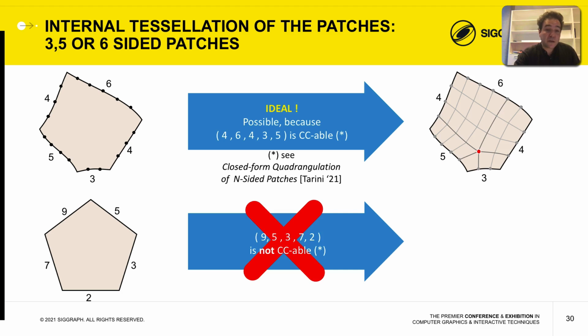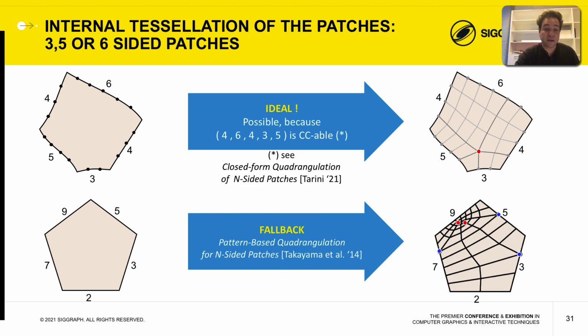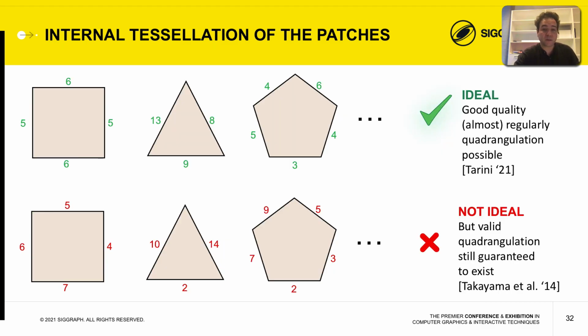Again, if the rules of Catmull-Clarkability are not verified, we can still rely on the approach of Takayama and colleagues to produce a final quadrangulation. But again, this is not the ideal case. So in general, we can tell just by looking at the number of edges if a patch can be tessellated with a single irregular vertex or not.